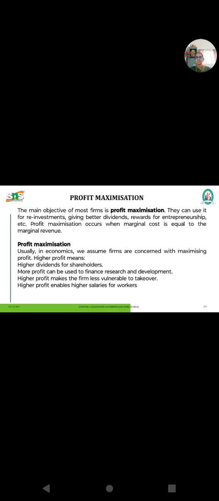The next is, higher profit makes the firms less vulnerable to takeover, and it also helps the person to pay more salaries for the workers. This keeps the workers more satisfied, and they'll work hard to earn more and more.